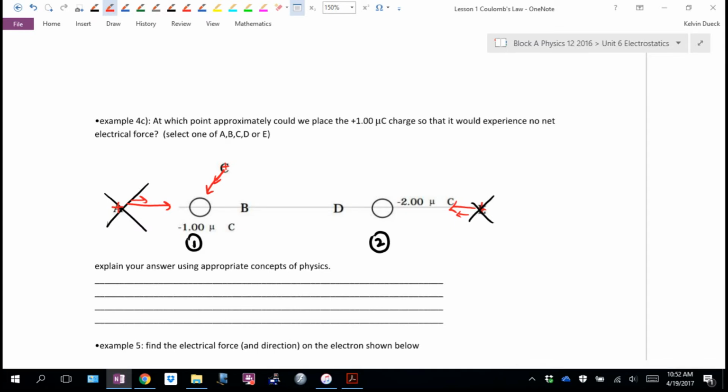What about charge 2? Robbie's covering it up. What about charge 2? Well, I think it's also going to be attracted, but is charge 2 closer or further away? Is charge 2 bigger or smaller? Yeah, okay. You know what? It may be about the same size.